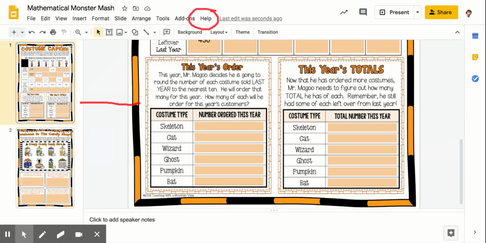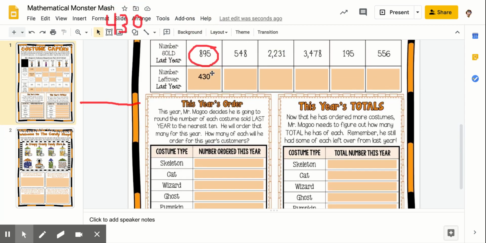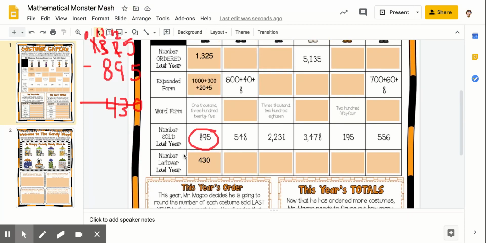And then now that he figures out how many costumes he needs to order, he needs to figure out how many total costumes he has. So that means that you're going to add the number that he orders, right, which is our number rounded to the nearest 10, and the number that he has left over, which is right here, right? So you have to add those together. So that is our first worksheet.